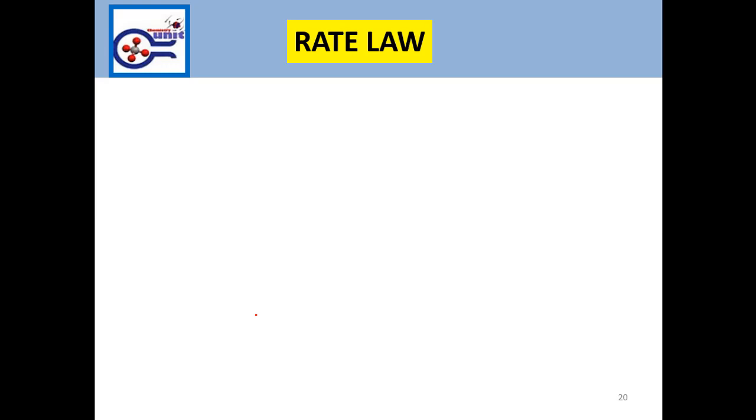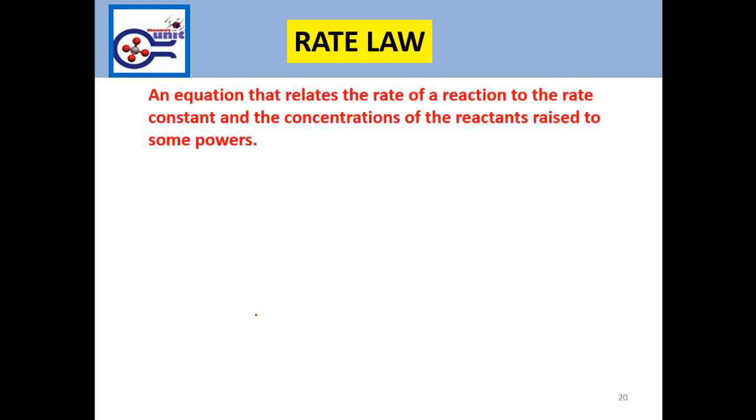Okay, so kita dah tengok tadi differential rate equation. Just to recall, differential rate equation tu kita boleh kaitkan mana-mana reactant dan produk. Rate law ni pula, the next one, dia berbeza sedikit lah. Rate law ni dia kaitkan apa? Dia kaitkan rate of reaction, macam tadi. Dan dalam rate law ni juga nanti kita tengok dia ada rate constant, lepas tu dia ada concentration reactant raised to some powers.